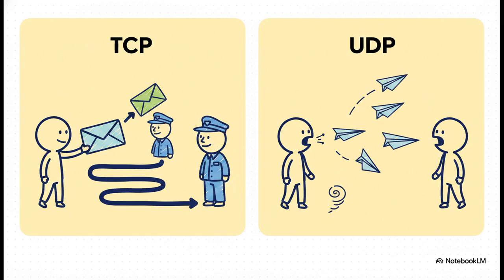TCP is all about reliability. It establishes a connection first, checks for errors, and makes sure every single piece of data arrives perfectly. It's like sending a registered letter you can track.